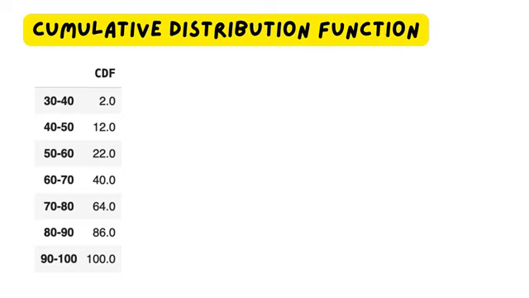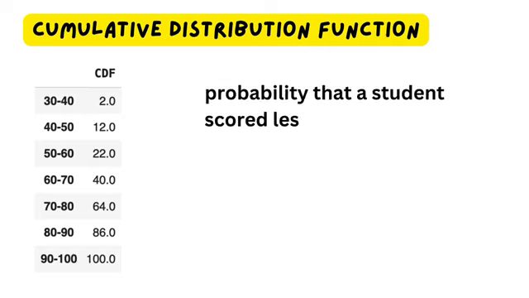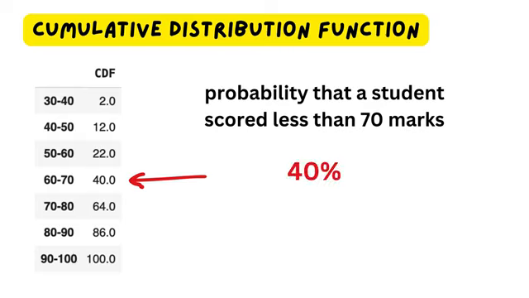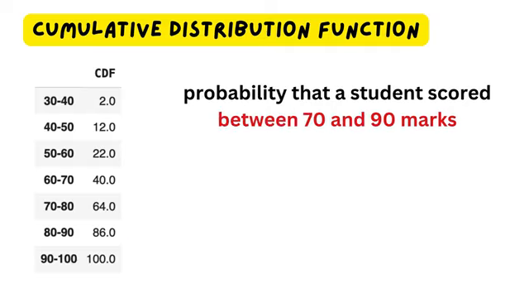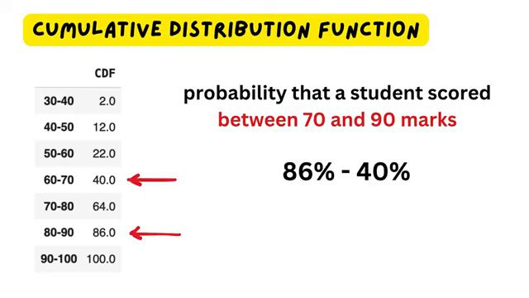For example, if we want to know the probability that a student scored less than 70, we look at the CDF value at 70, which is 40%. If we want to know the probability that a student scored less than 90, the CDF value at 90 is 86%. If we want to find the probability that a student scored between 70 and 90, we simply subtract the CDF value at 70 from the CDF value at 90, which gives 46%.